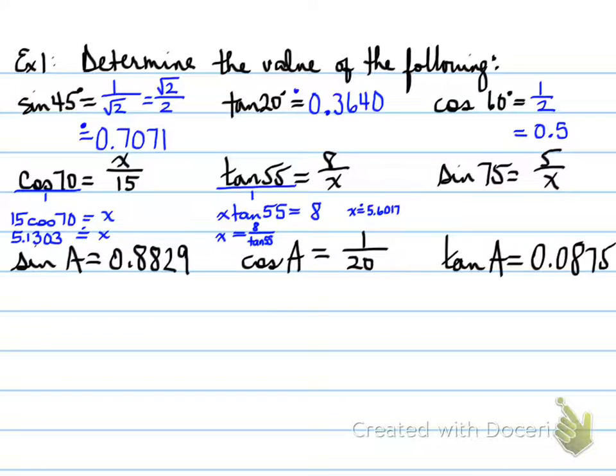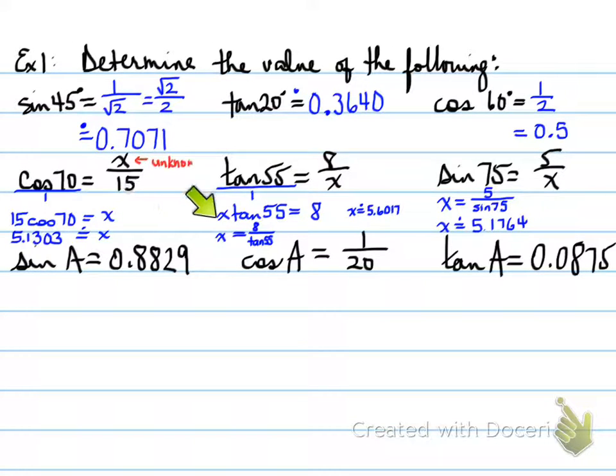5.6017. What's something neat to look for is that when you don't know the value on the top, we're actually going to multiply these two values that we know. If you don't know the value and it's on the bottom, we're going to divide. So it would be 8 divided by tan of 55. So the last one, is the x on the top or the bottom? That's right, it's on the bottom. So we're going to divide 5 by sine 75. And x is equal to that, which equals 5.1764.